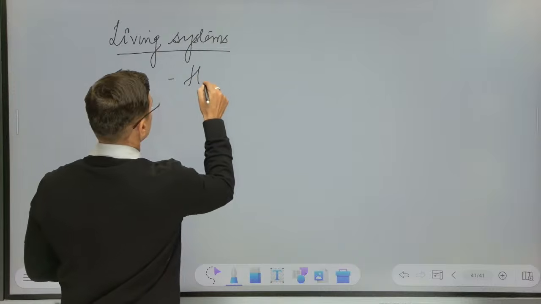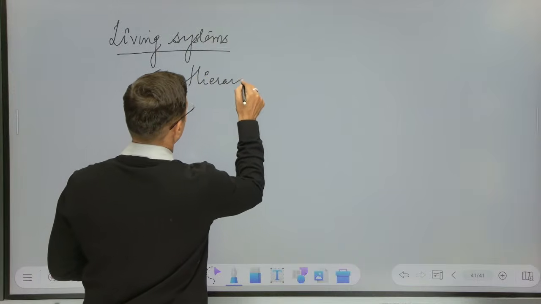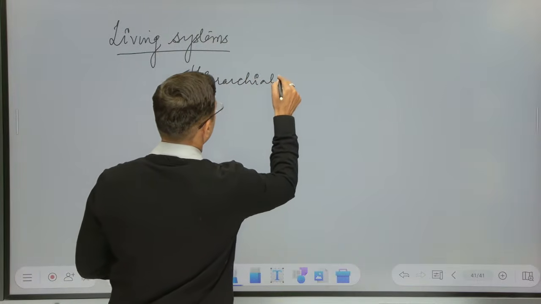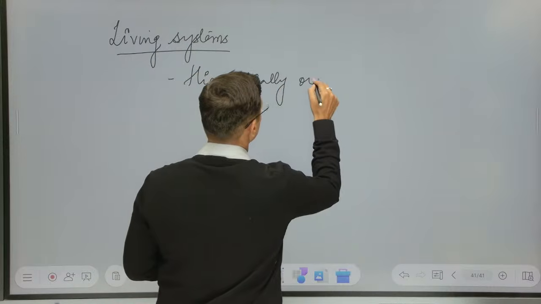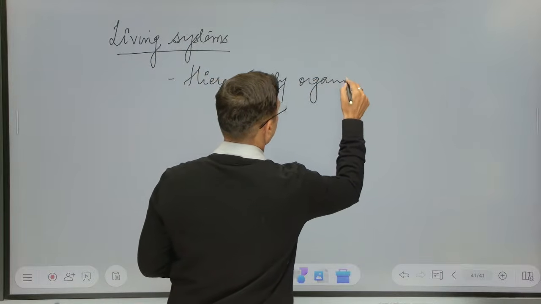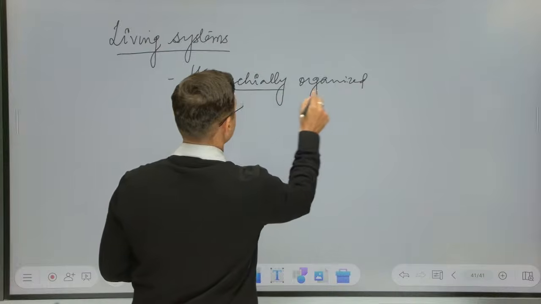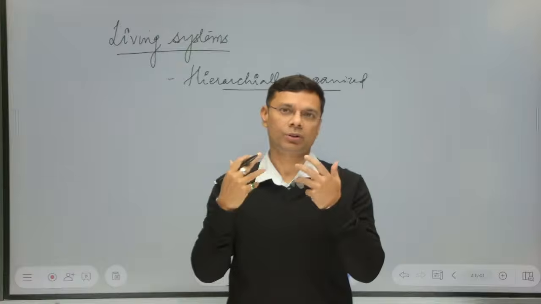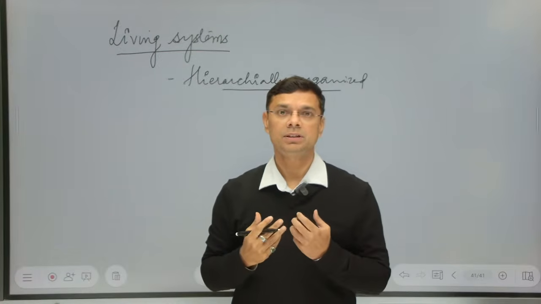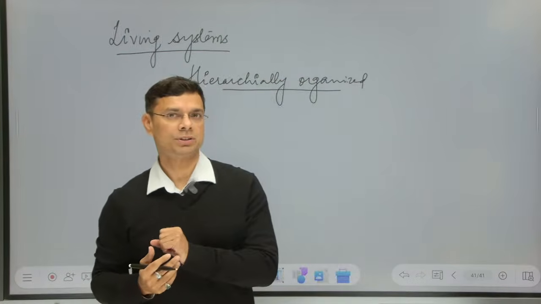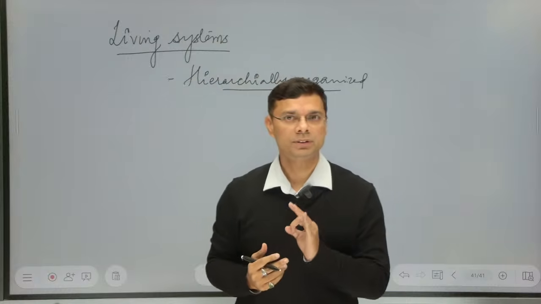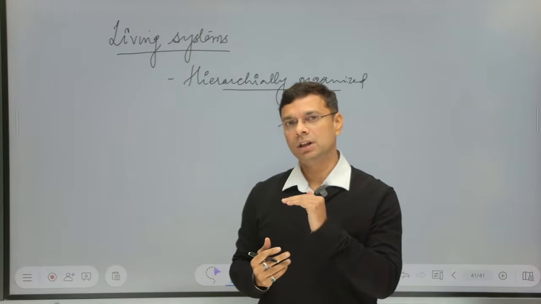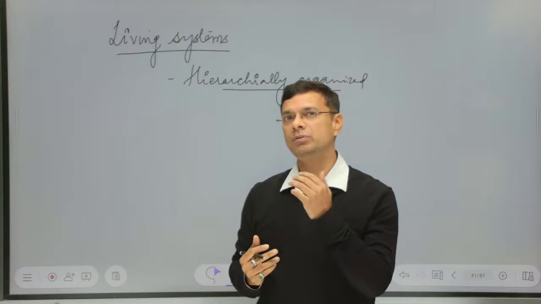They are hierarchically organized, and this leads to what? Different levels of organization. So we have to think in terms of the levels of organization. Whenever we talk about living systems, we should think of levels of organization, at which level we are talking about.